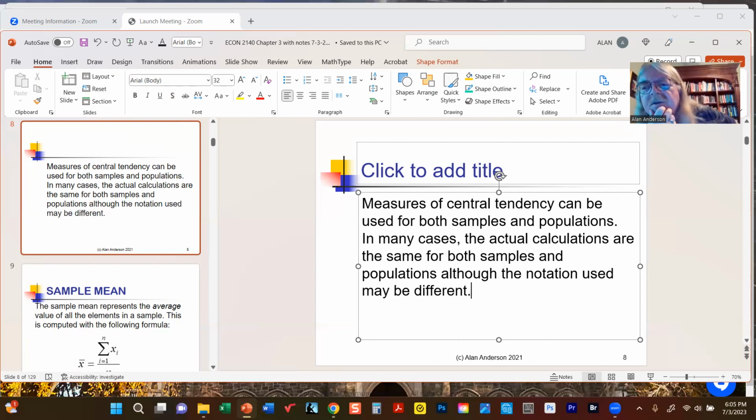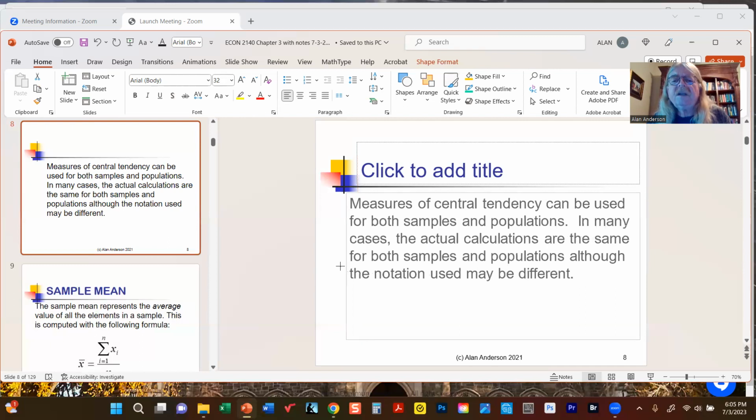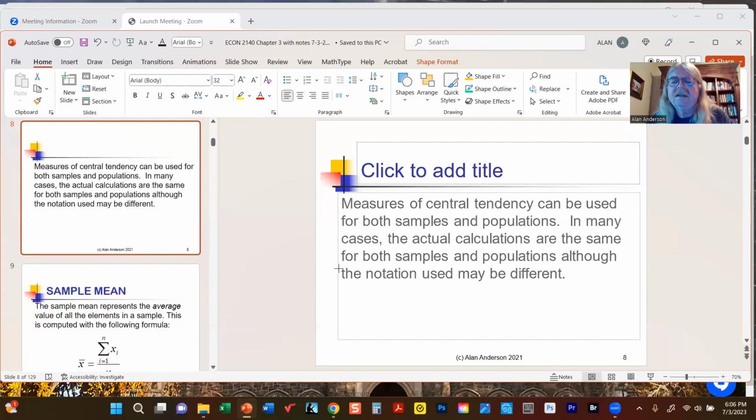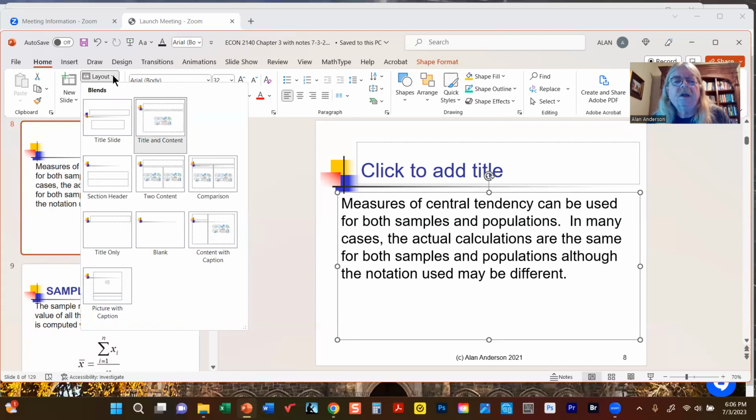In other words, we may use different symbols for sample measures and population measures. But the bottom line is, how do we actually calculate these measures? And in many cases, they're the same for both samples and populations. So we do want to remember which is which. When you calculate something, it's important to know what you're actually calculating and think about whether it is based on a sample or a population. Otherwise, you're bound to make mistakes. All right, it's very important to know what you're applying these techniques to.